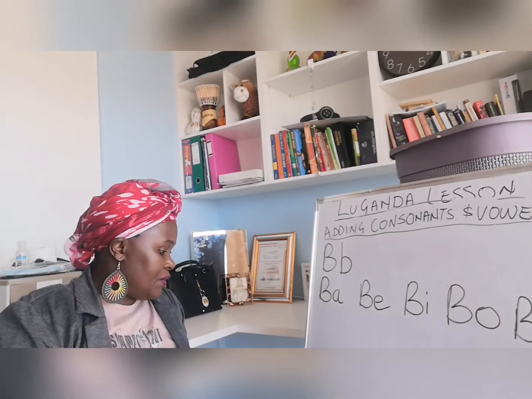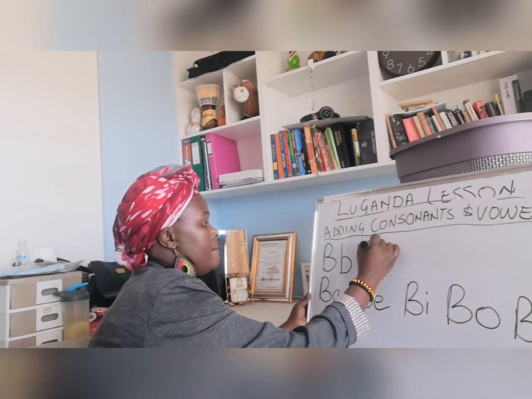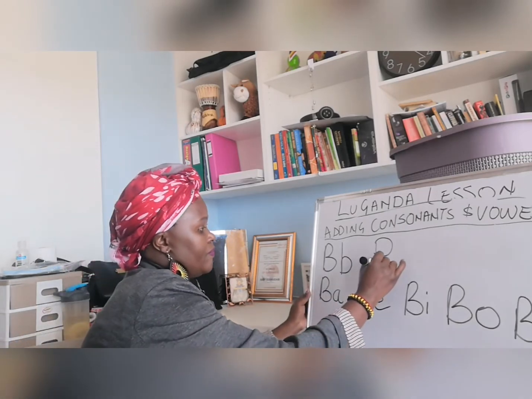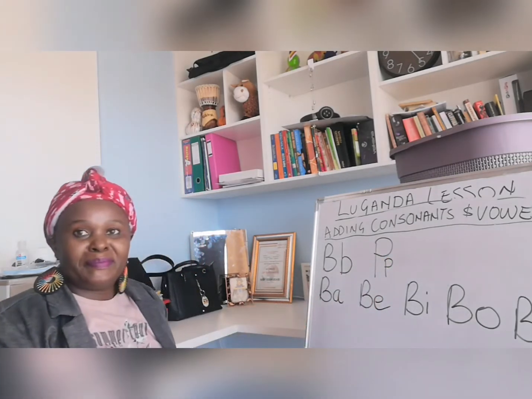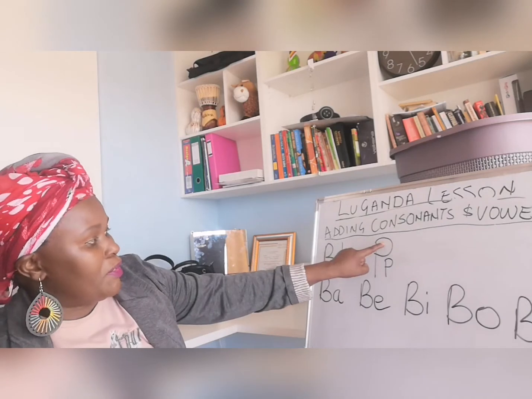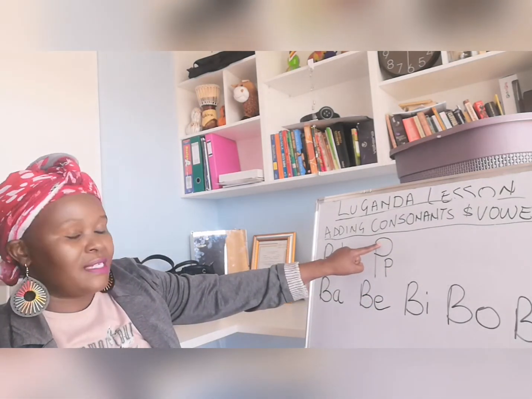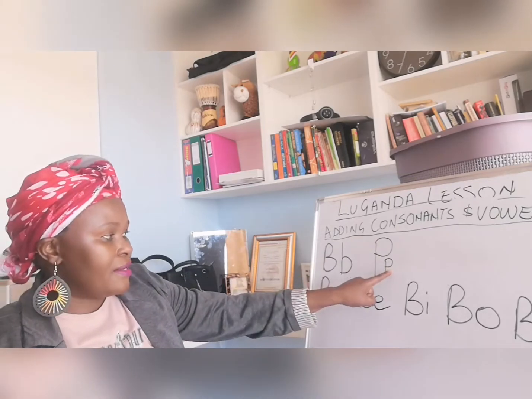So let's go to pa. This is capital P, small p. Pa in capital, pa in small.